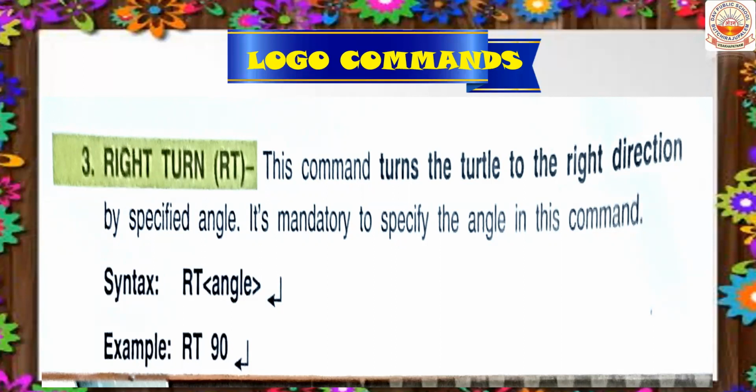Here you have to type RT. Now I want to make the turtle move to the right side, so what I do: RT, R for right, T for turn, right turn. Then space. Then we will take first 90 degrees. Then, in order to execute the command, press the enter key. Very good. Now observe the turtle, children. Can you see the direction of the turtle has changed to the right side?